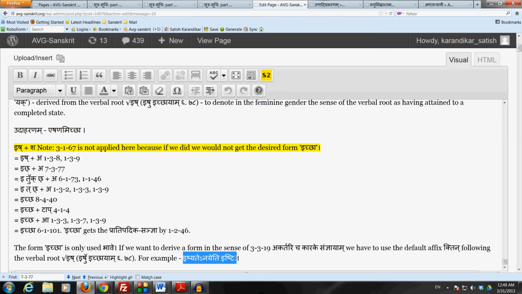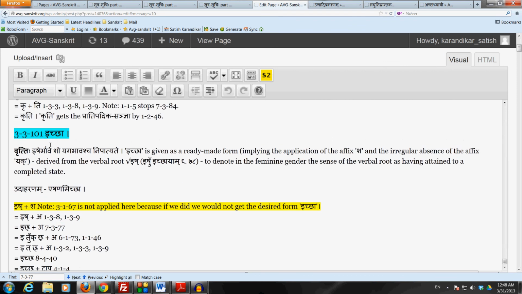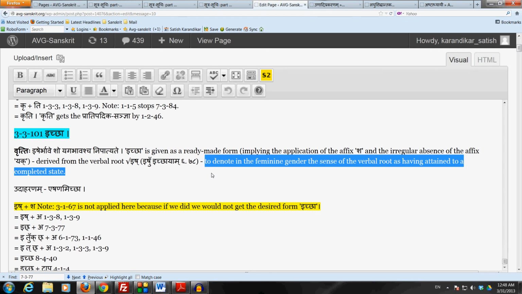So the bottom line is that this sutram 3.3.101, which gives the form ichchha as a ready-made form, is only to be used bhave, meaning the sense of the verbal root as having attained a completed state, so the act of desiring.